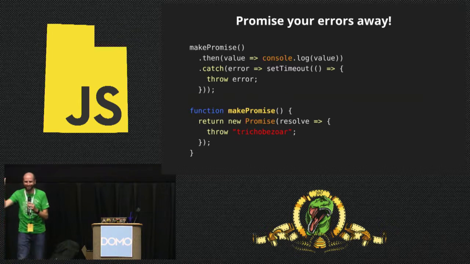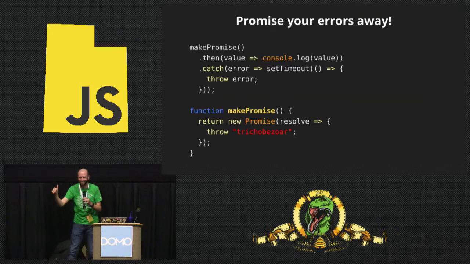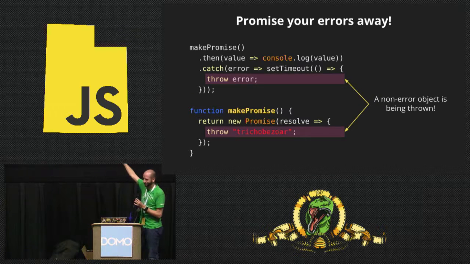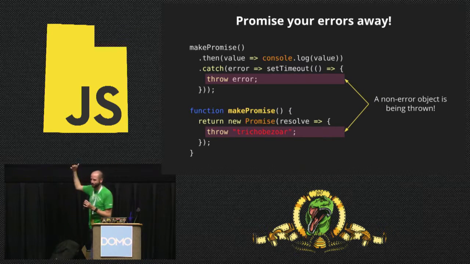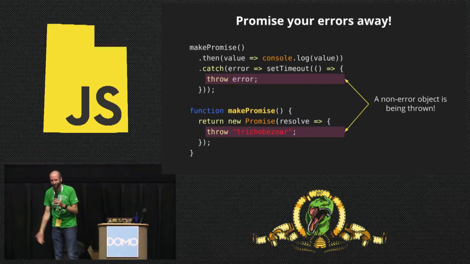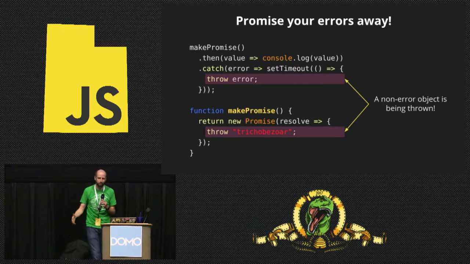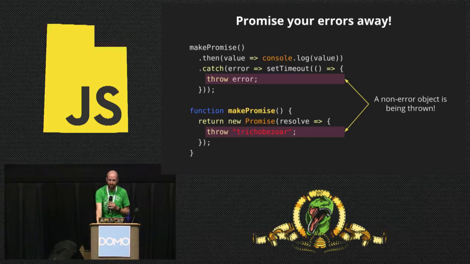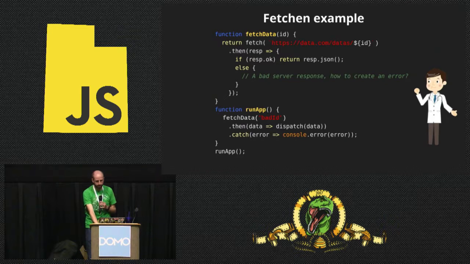There's something wrong with this. What's wrong with this? Tim caught it. Oh my goodness. We're throwing a non-error object. I'm throwing a string. We're not going to have a stack trace. Oh man. Okay, so if we threw new Error, then we would have been good. We would actually have a decent stack trace. Okay. Does that make sense?